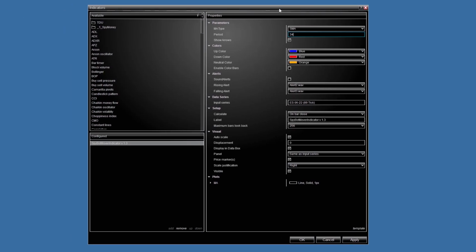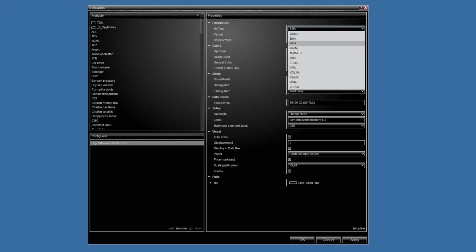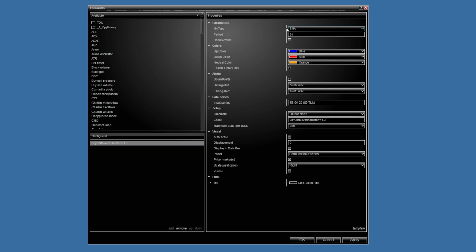Let's see here. I'll change over to like this one here. Okay, so this is how it works, and you have different settings here, different moving averages. You can pick the one you want. You can pick the numbers you want. There's one person, he runs an SMA 34. I'm not fond of it, but that's what he runs.